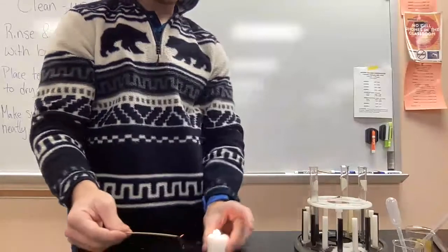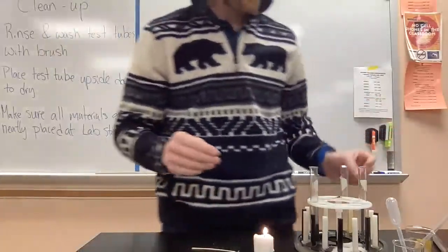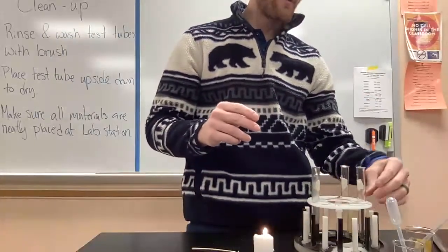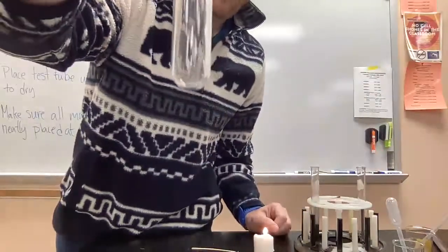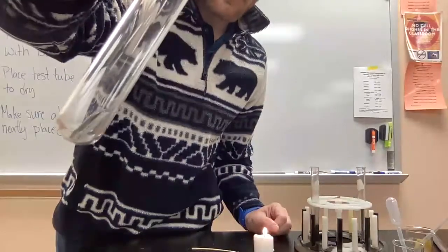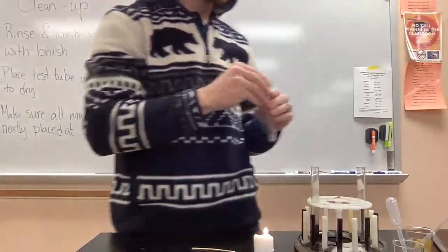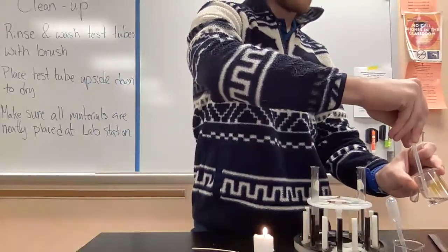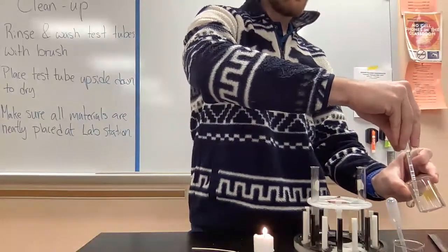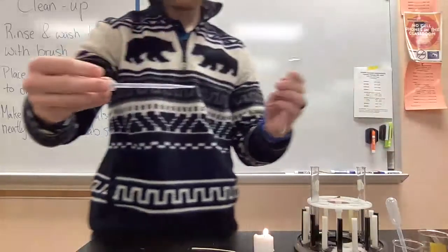So our wood splint's out. Keep that there. Now the next one is for hydrogen. Hydrogen asks us for a little piece of zinc, which we have in there. I don't know if you can see that. And then hydrochloric acid again. This is a medium strength hydrochloric acid, a 1 molar solution. So we're going to get all that in there. And this time it's a little bit different.